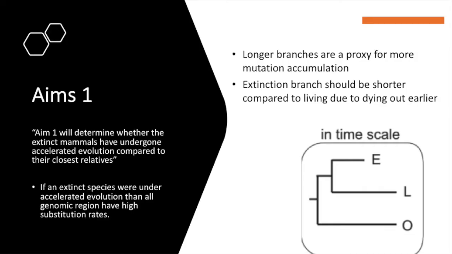Through our hypothesis come two aims, the first being aim 1, in which I determine whether extinct mammals have undergone accelerated evolution compared to their closest relatives. If the extinct mammals underwent accelerated evolution, then all genomic regions would have high substitution rates.